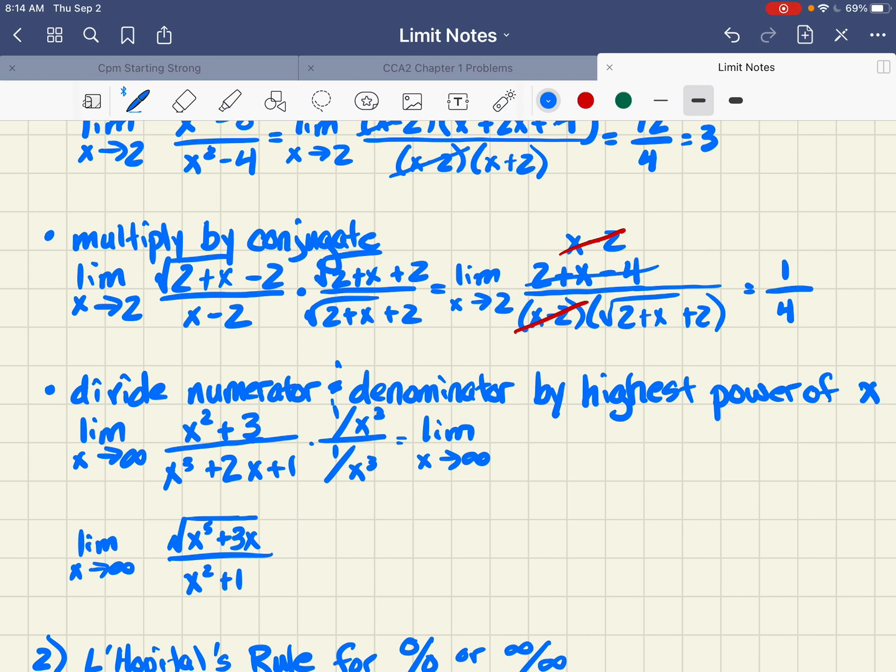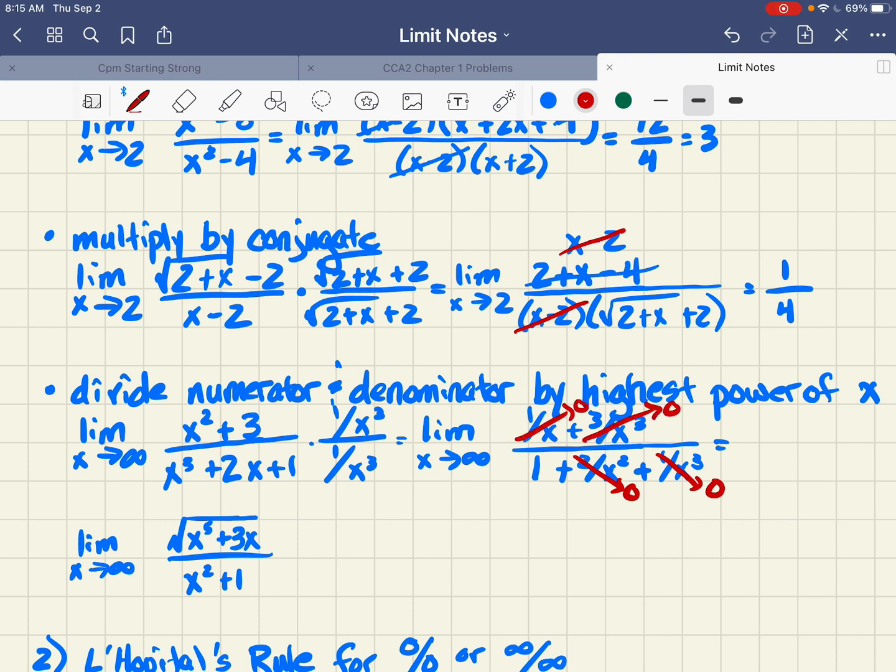But if I do this little manipulation and distribute that 1 over x to the third, I get 1 over x plus 3 over x to the third over 1 plus 2 over x squared plus 1 over x to the third. Now, why is this a good thing? Because almost all of these are now going to go to 0. As x goes to infinity, that's going to go to 0. That's going to go to 0. This is going to go to 0, and this is going to go to 0.